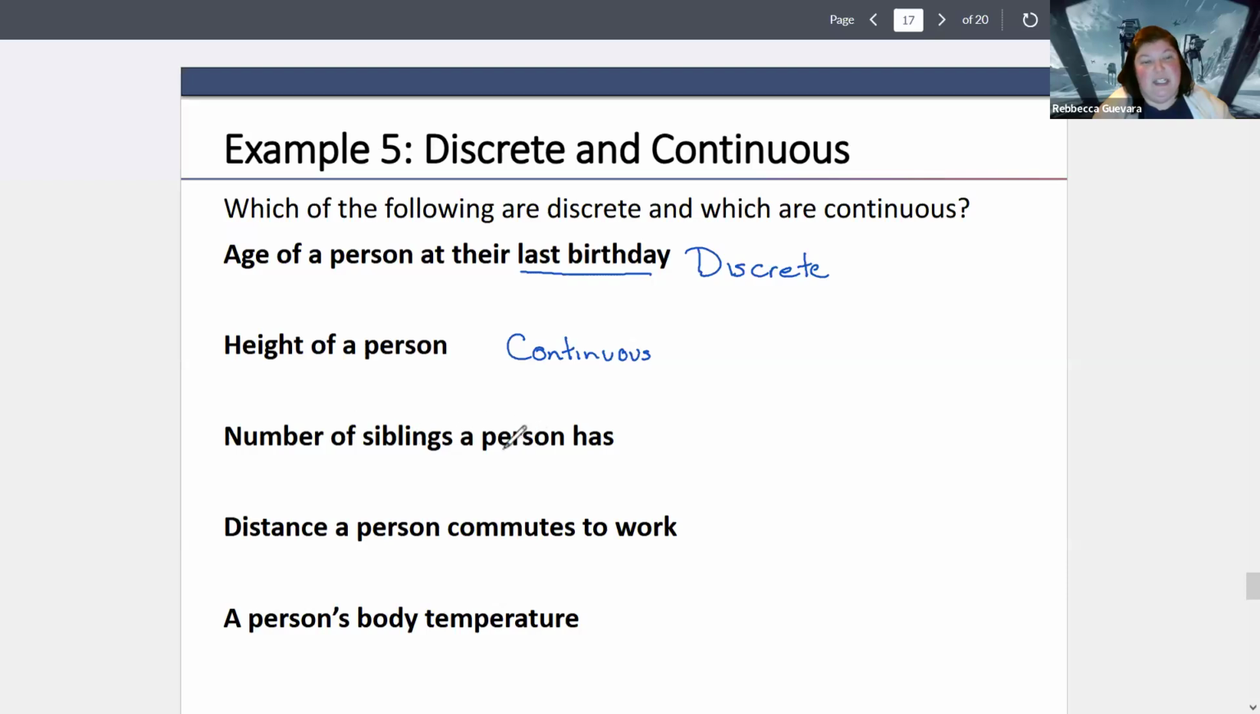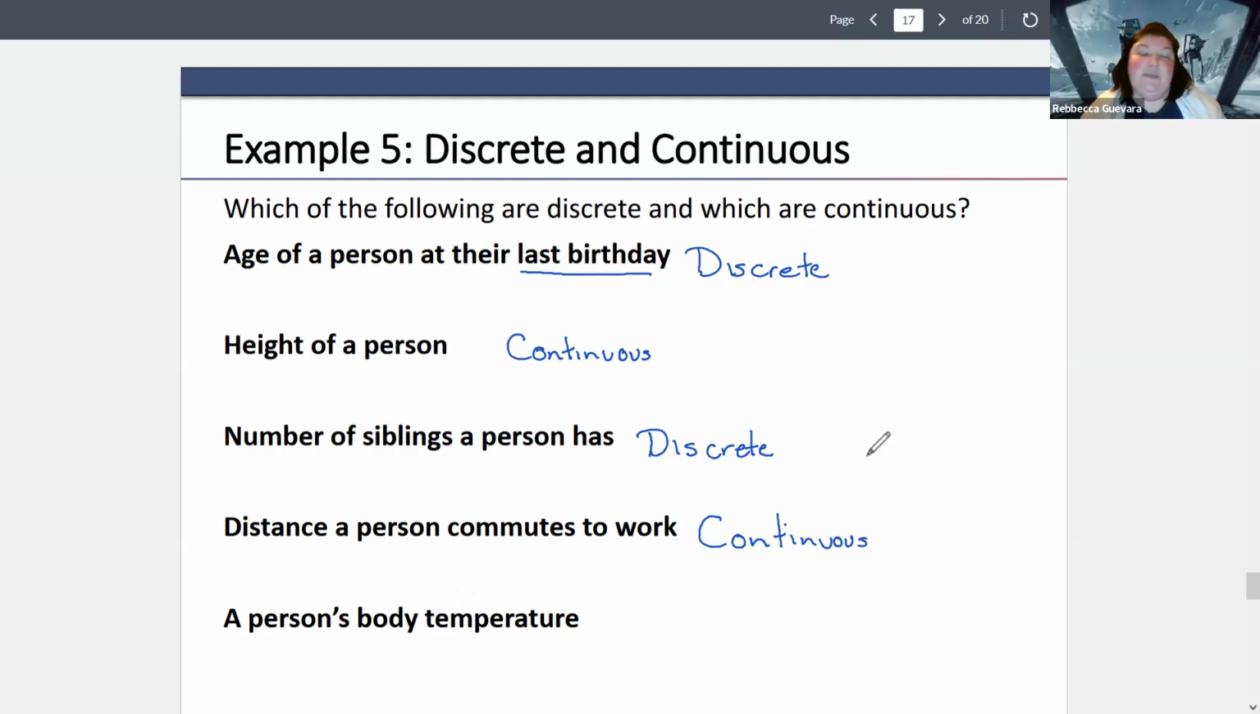Number of siblings a person can have. Well, hopefully that's discrete. I'm going to say that's discrete because you usually count your siblings. You don't count half siblings as half a person. Your sibling is a full person. So if you have 3 siblings, it doesn't matter if they're full siblings, half siblings, step siblings, you have 3 siblings. There's something you can count. The distance a person commutes to work. Well, once again, you could drive 43 miles to work, or 43 and a half miles to work, or 43 and a quarter miles to work, or an eighth or a sixteenth, and so on. So that would be continuous.